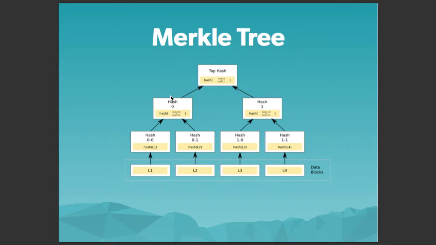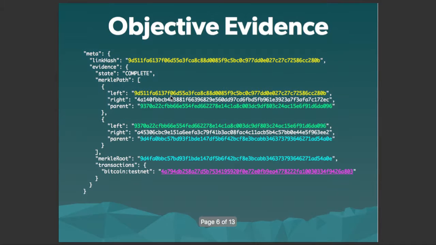And this is one of the elements that we can use to connect a Bitcoin transaction with a single set of data. And so what we return to the developer is what we call objective evidence, and it looks like this. It's in this format. Remembering the data structure just before, the top link hash in yellow, starting with 9D511, is a hash of your data. And then the next part is the Merkle path. In this case, that's the left side. And then we have an unknown right side, which produces the parent in green, 9370.